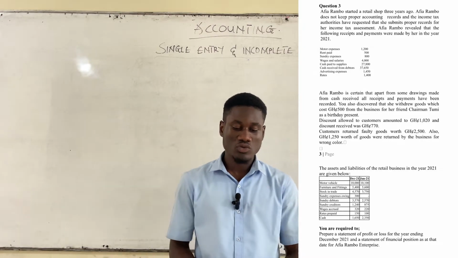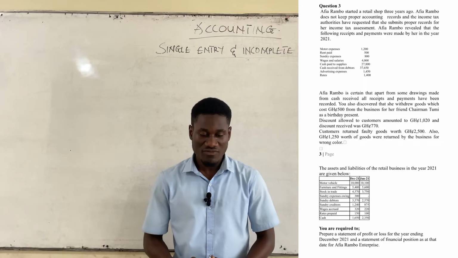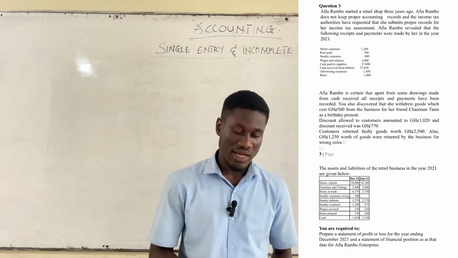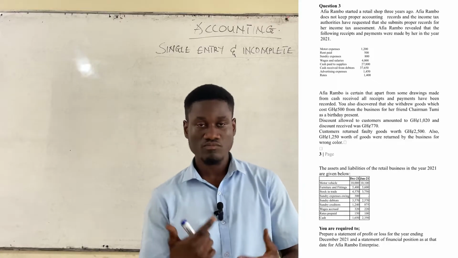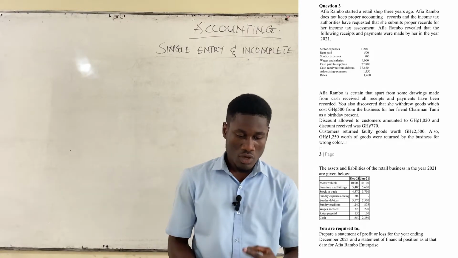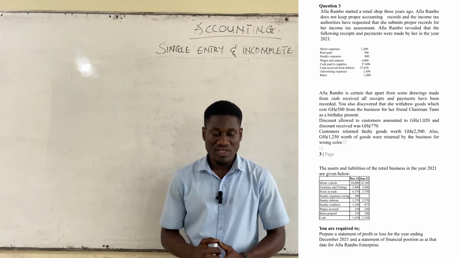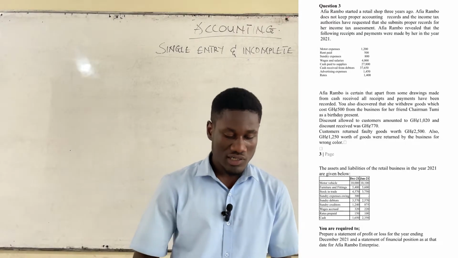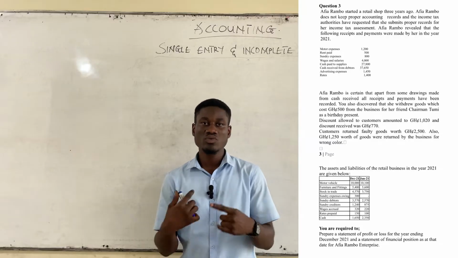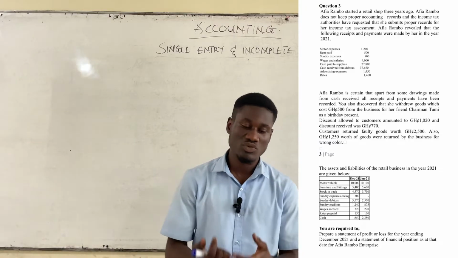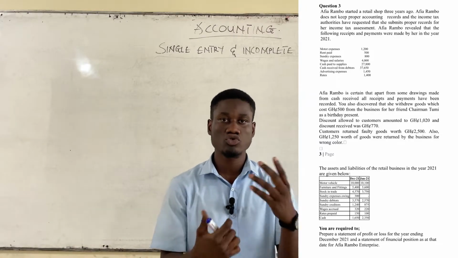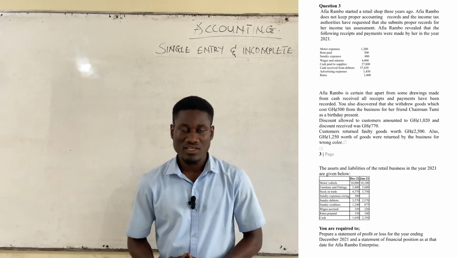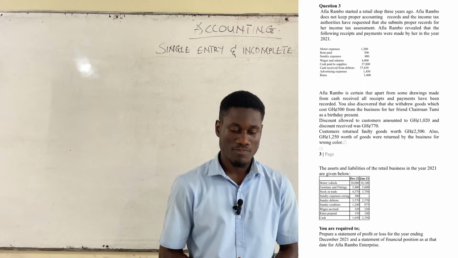Customers returned goods worth 2,500. Also, so that means that as a sales returns, right? So it's going to show in the debtors control account. Also, 1,250 worth of goods were returned by the business for wrong color. So that means that we return goods. So purchases returns, we purchased and we returned it. So it's going to show in the income statement and in the creditors control account.